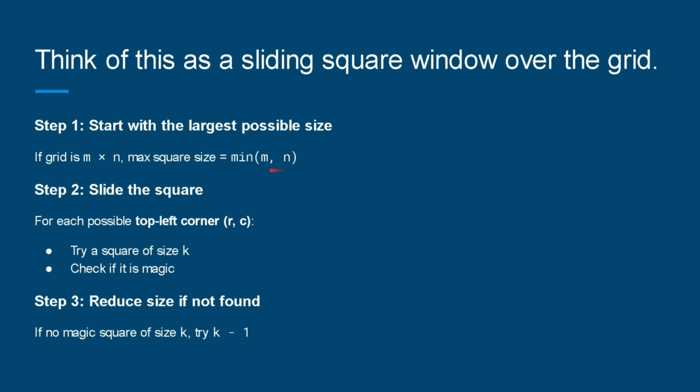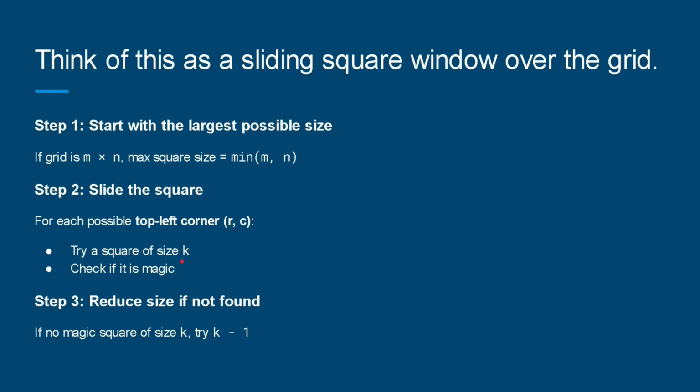If the grid is m cross n, the max square size is the minimum of m and n, because if we take the maximum one, you will definitely not get a square.